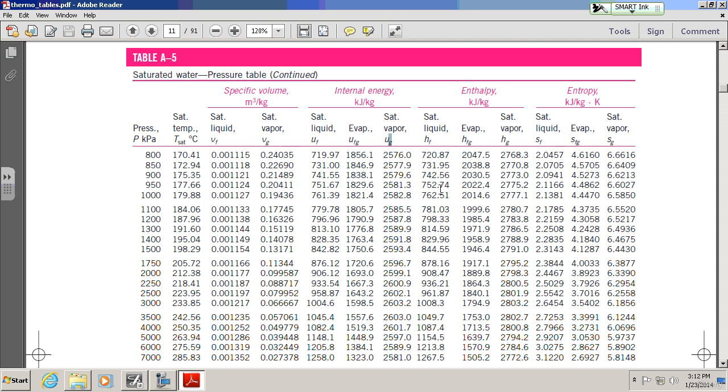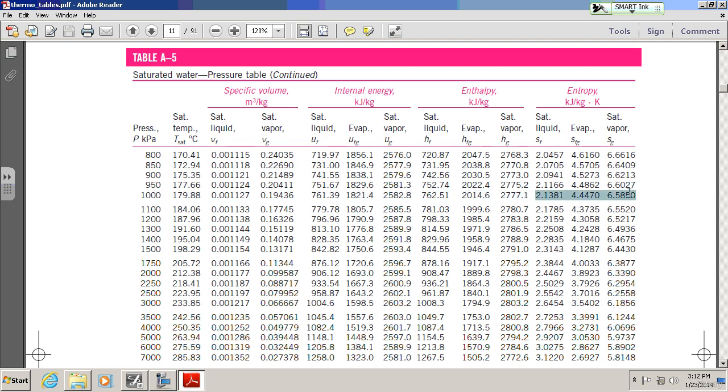The next 3 columns are something that you haven't seen before, called enthalpy. It's denoted by the letter H, and our H's are going to be very important. We haven't introduced enthalpy yet. I actually kind of have introduced enthalpy to you, but you didn't know it. We will show you enthalpy very soon. Sat liquid, sat vapor, and then the difference between the two is the evap again. There's nothing really special about it.